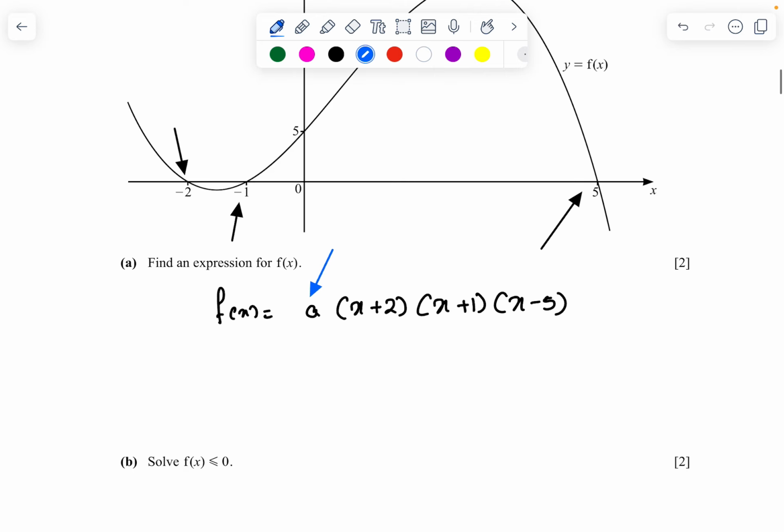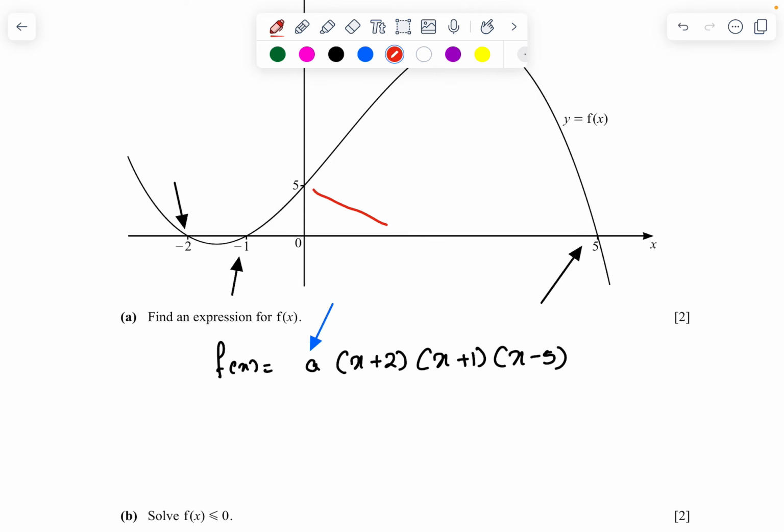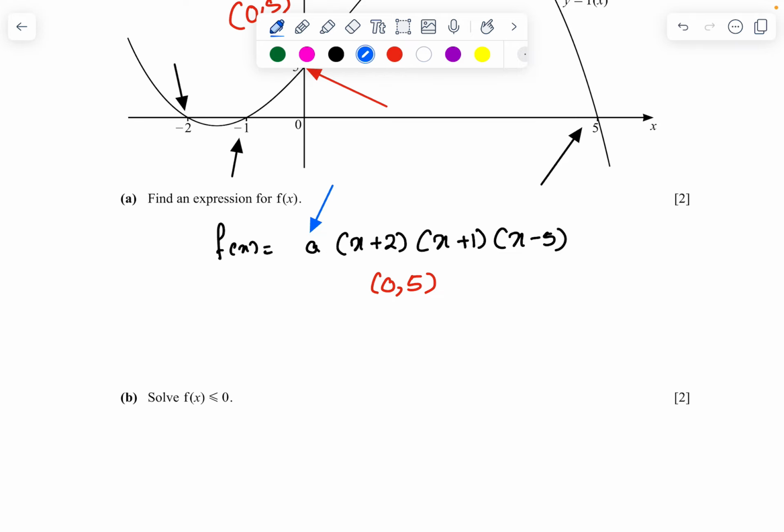So for that, what am I going to do? I am going to take any one point on the curve. So which is the easiest point? (0, 5). So plug in (0, 5). What do I get from there? X is 0, so y is 5. 5 equals a times (0 plus 2)(0 plus 1)(0 minus 5). So 5 equals a times 2 times 1 times -5.